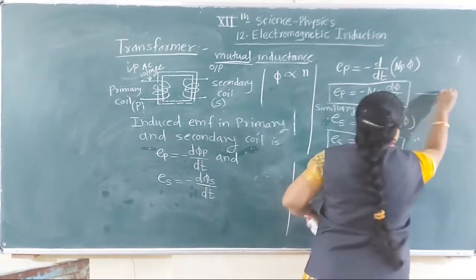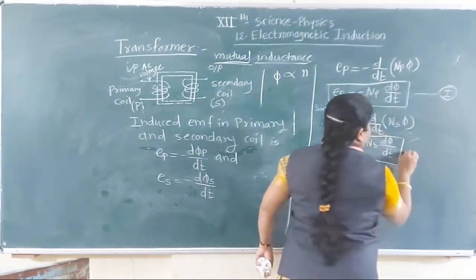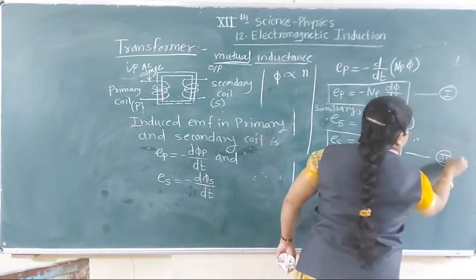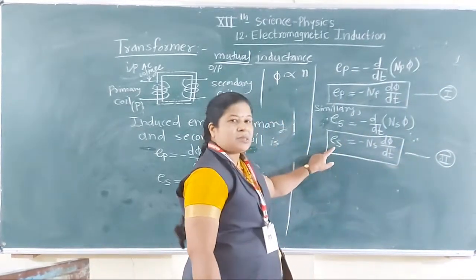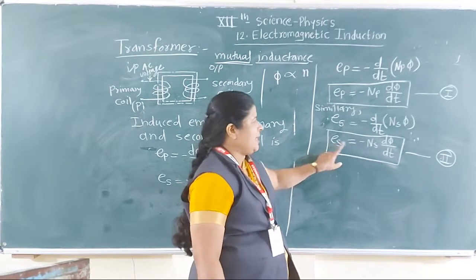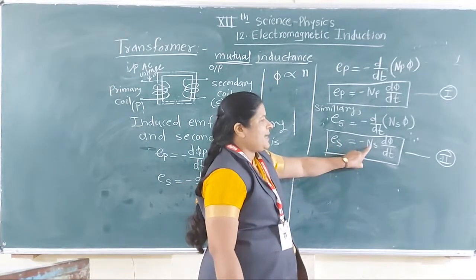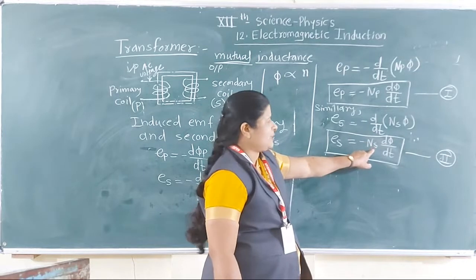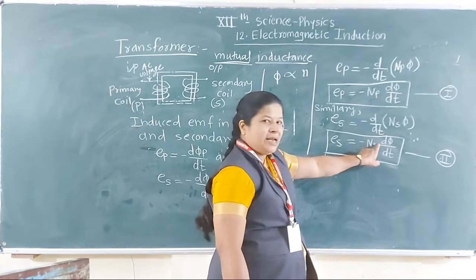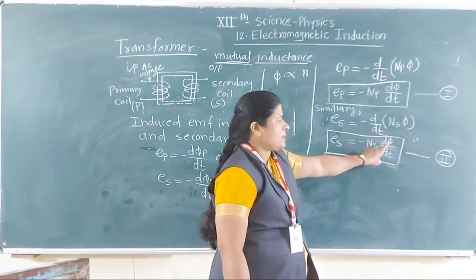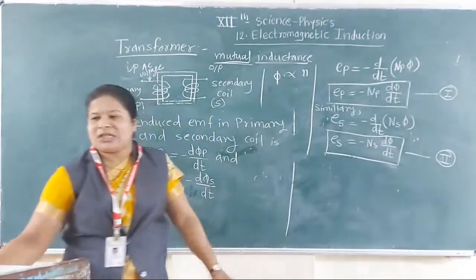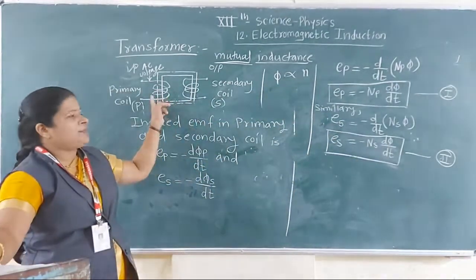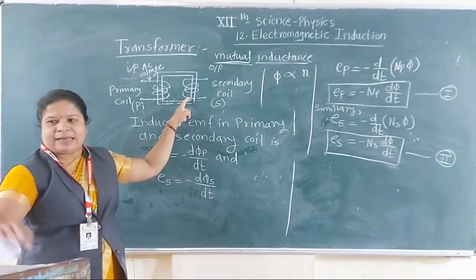This is the induced EMF in a primary coil, and this is equation number 2. The induced EMF in a secondary coil is equal to minus Ns, the number of turns of the secondary coil, into the magnetic flux change per unit time. So we get these two equations for two coils, primary and secondary.